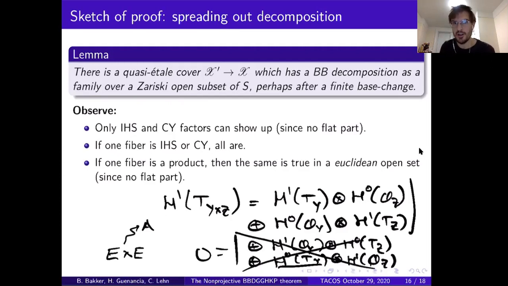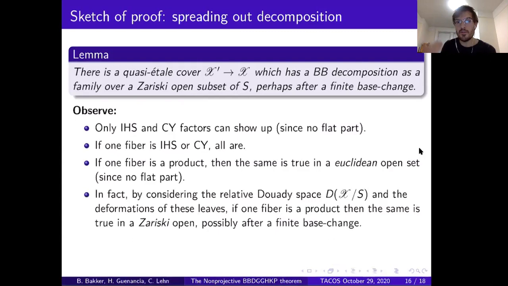So every deformation of a product without a flat factor is a product, and therefore in this family, if you have a product at one point, you have a product in a Euclidean open set. And then by using the relative Douady space, you can show that once that product decomposition deforms in a small open set, it actually has to deform in a Zariski open set, possibly after a finite base change. The finite base change basically comes from getting rid of the monodromy between the factors as you go around the special point. Okay, so now we can prove the lemma.